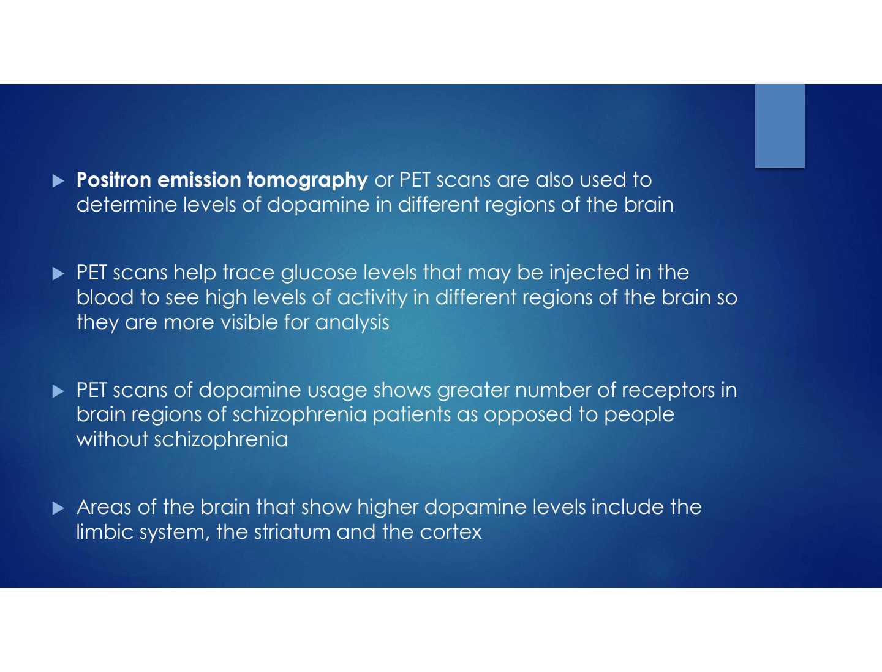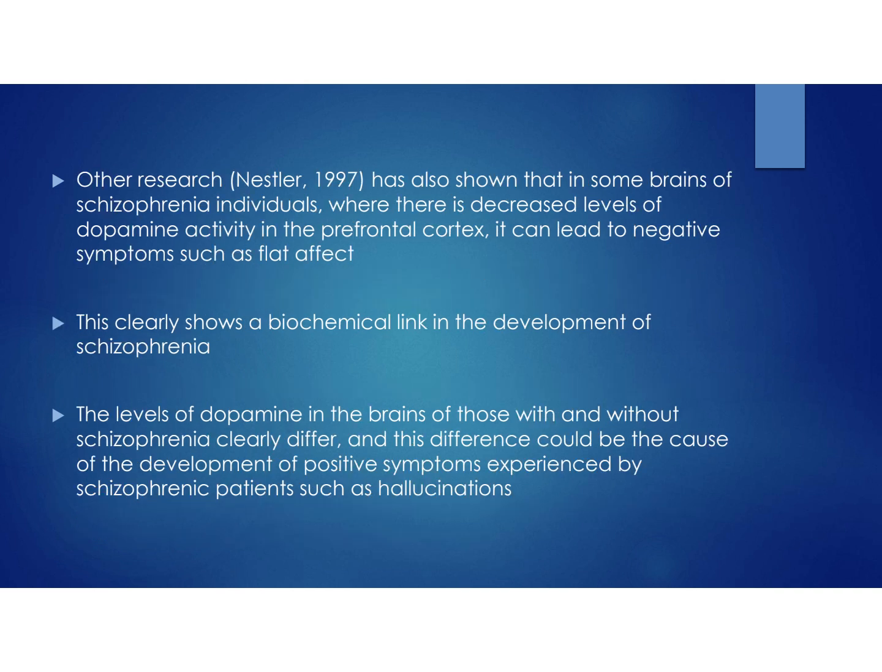PET scans, brain scans of people with schizophrenia compared to those without schizophrenia, actually showed higher levels of dopamine in certain areas of the brain in people with schizophrenia compared to those without, right? For example, areas such as the limbic system, the striatum, and the cortex. If you can remember these areas of the brain, that will be great.